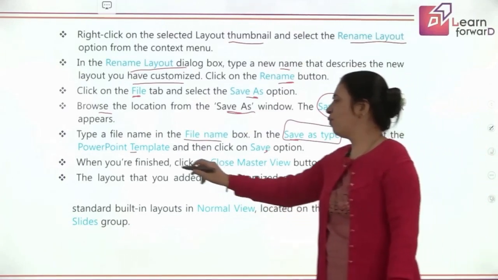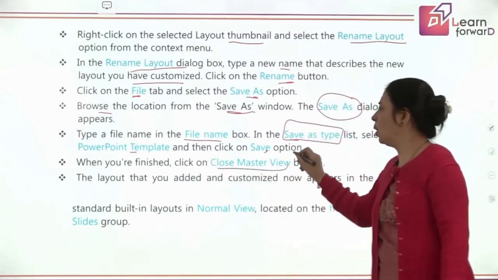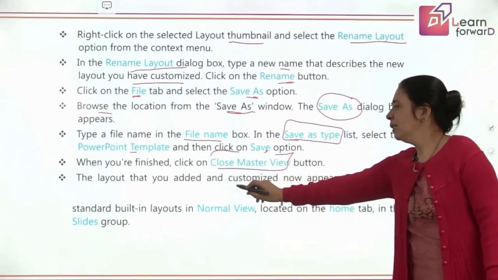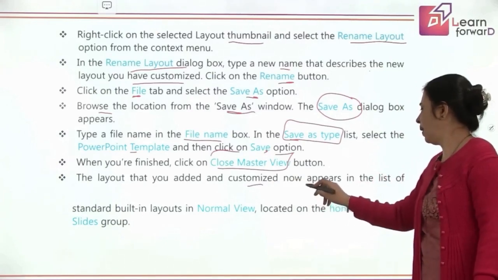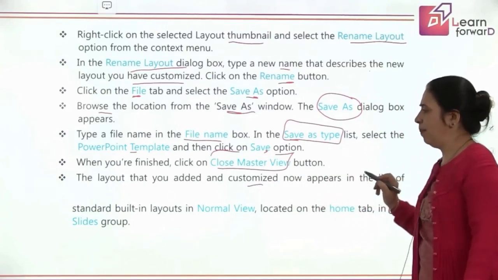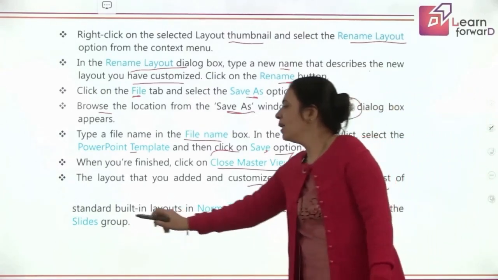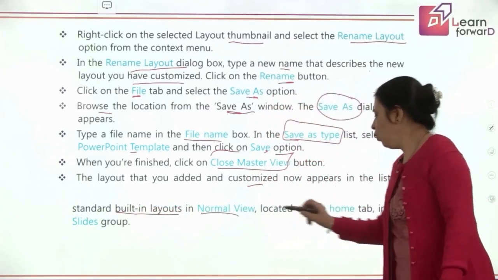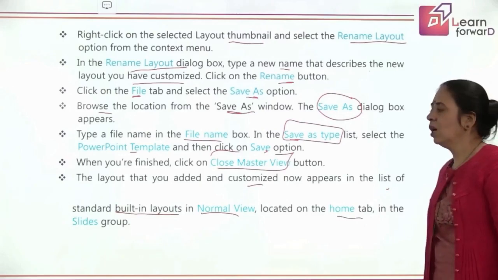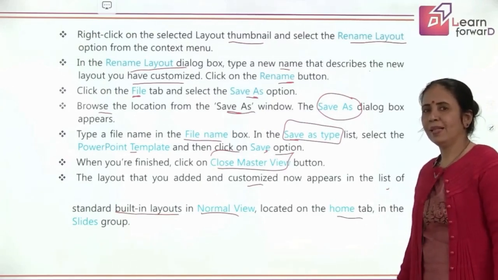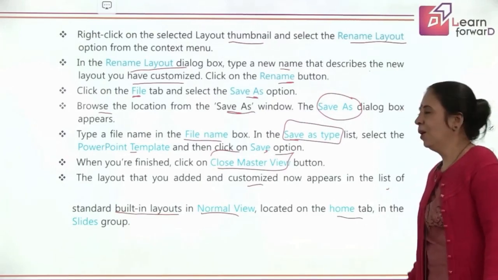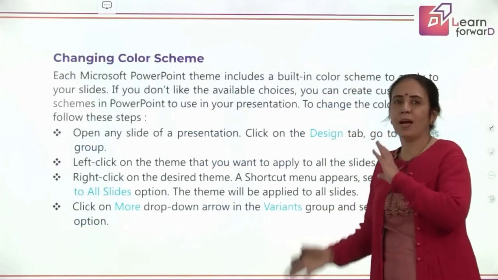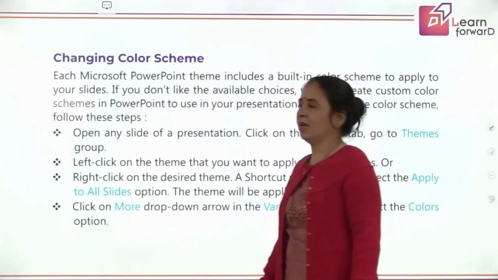And then when you have finished, just click on the close master view button, and the layout that you added and customized is now available for you as a standard built-in layout in the normal view, which is located on the home tab in the slides group. Okay, so this is all about customizing the master layout.